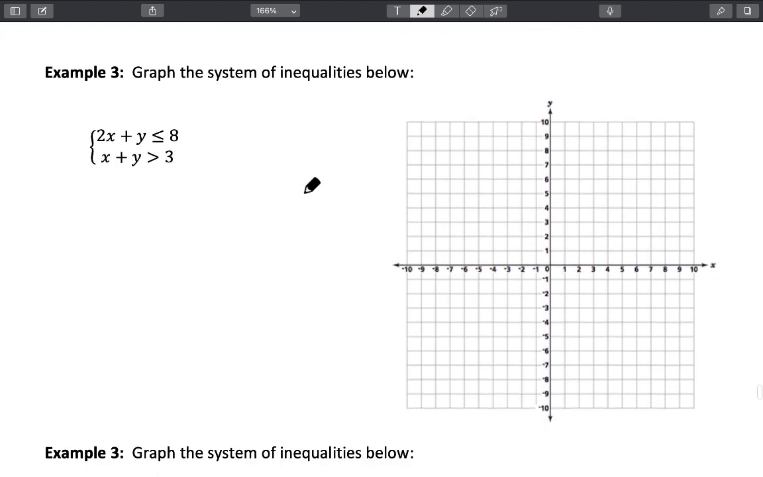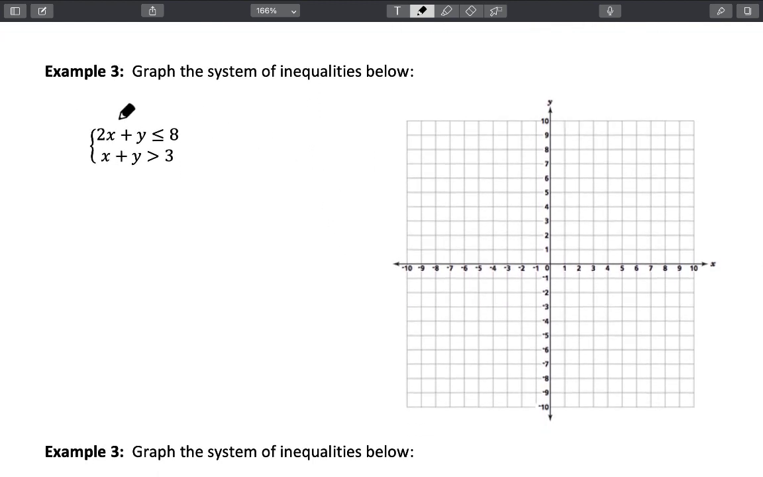All right, so that can be a little bit confusing. Let's do another example here. In example 3, we're going to do the same thing. Let's put these into slope-intercept form. So this first one, I'm going to move my 2x over to the right side. That gives me y is less than or equal to -2x plus 8. And I'm going to do the same thing on this next one. I get y is greater than -x plus 3. Oops, that's -x.